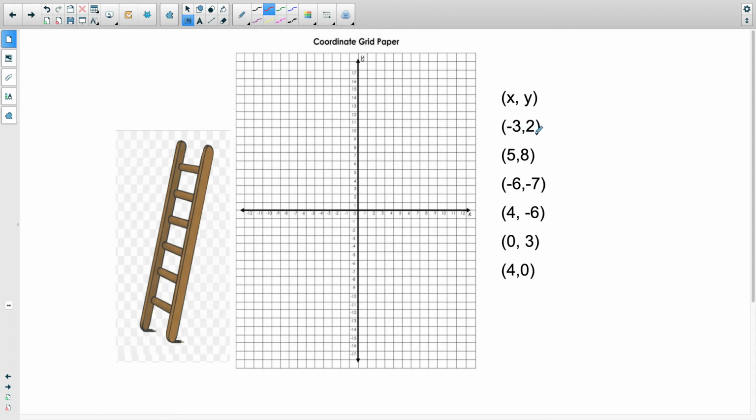I have -3, 2. Remember, this is x, this is y. So if I always start at 0, 0, I'm going to move my ladder first. I'm going to move my ladder to -3. So go 1, 2, 3. And then I have to climb up 2 spots, 1, 2. And that's where I put my first point. That is -3, 2.